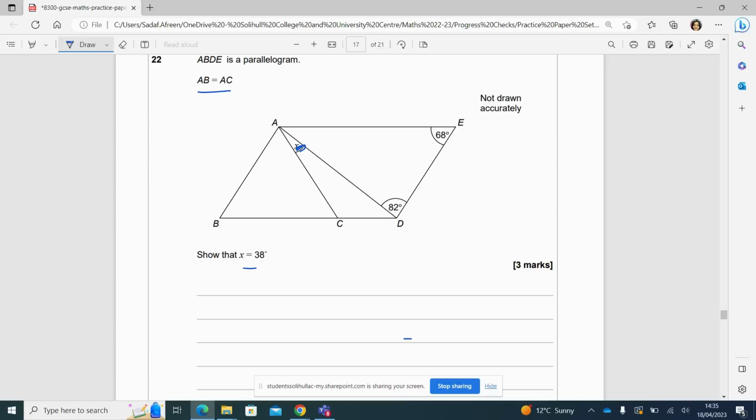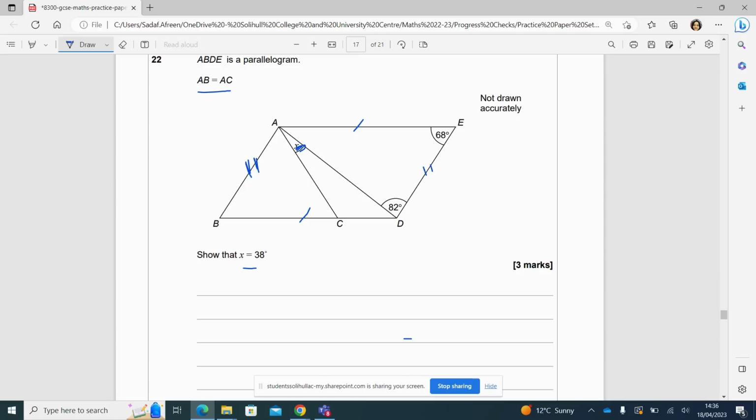Okay, the rule for parallelogram, which we need to remember, is that the opposite sides of the parallelogram are parallel. So the parallelogram has two sets of parallel lines, which means this line and this line will be parallel to each other, and this line and this line will be parallel to each other as well. So these two lines will be parallel.